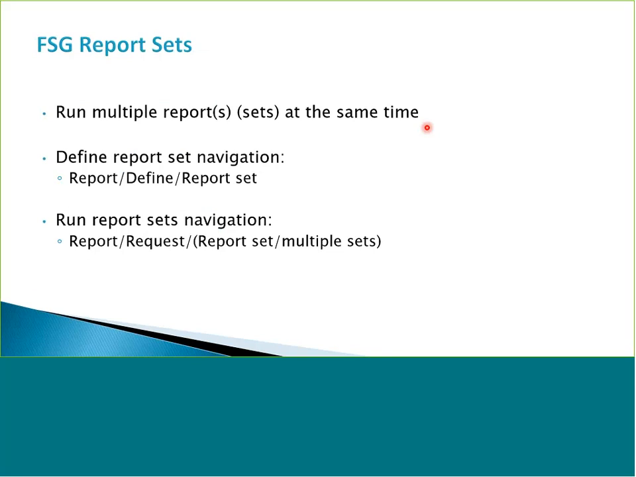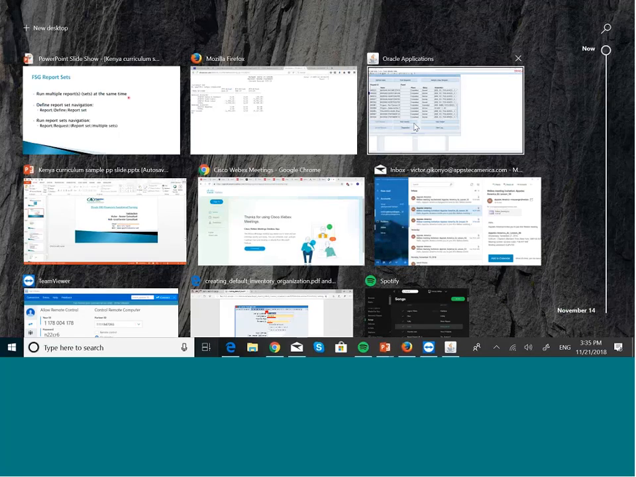We can also run multiple report sets. So what does that mean? It means you have another report set. Okay, so you put these 2 report sets together. So one report set might have 2 reports, and the next report set might have 3 reports. So in total, you're going to produce 5 reports. All right. And in order to do that, we need to create another report set. So let's go to Oracle.